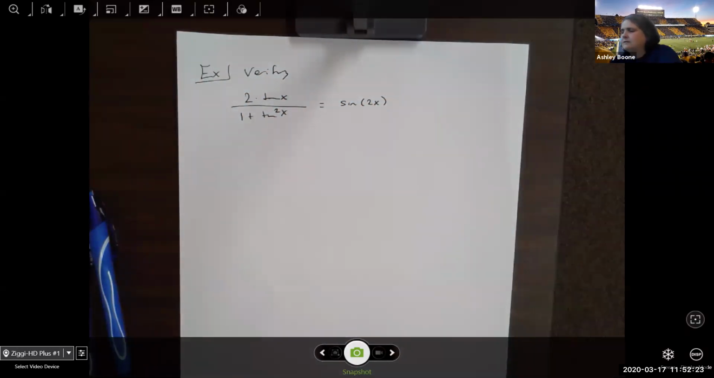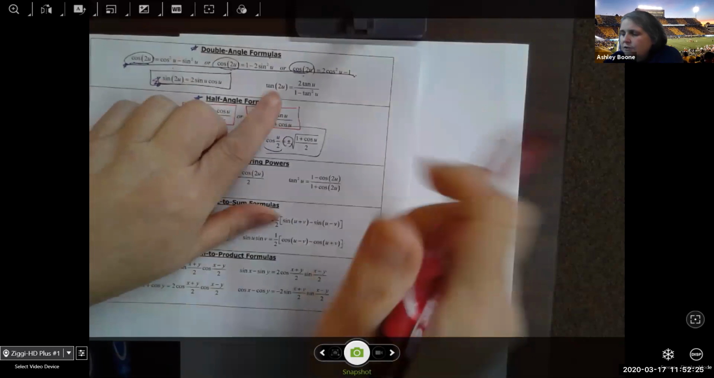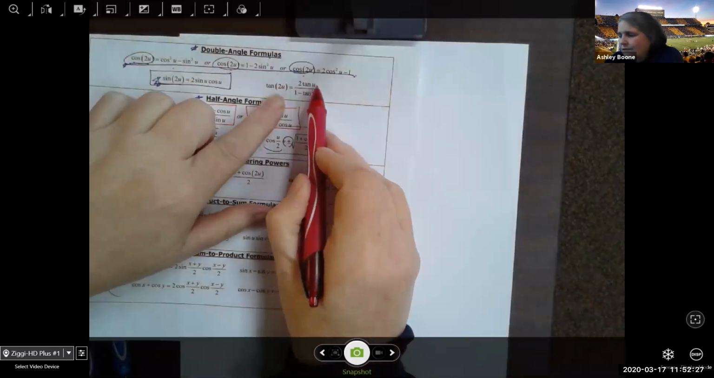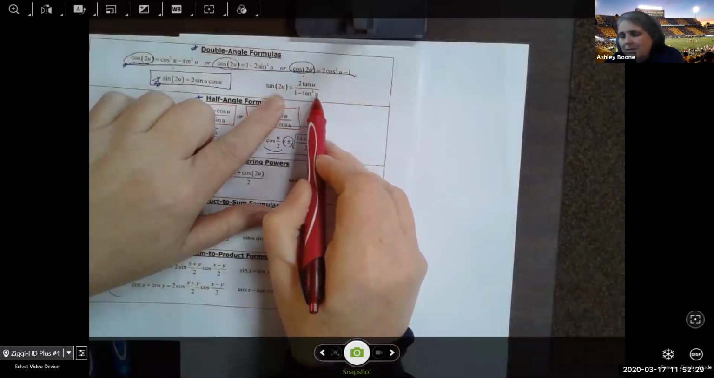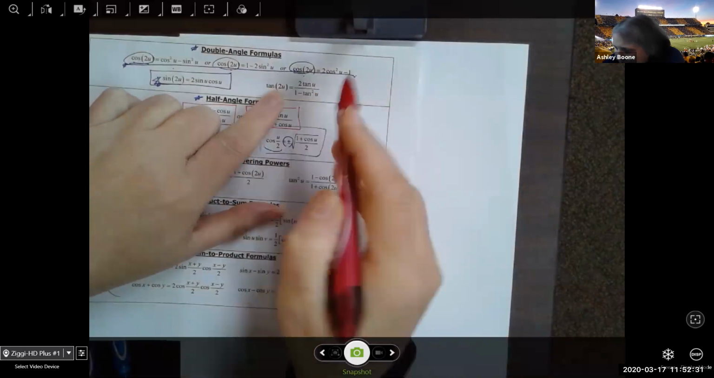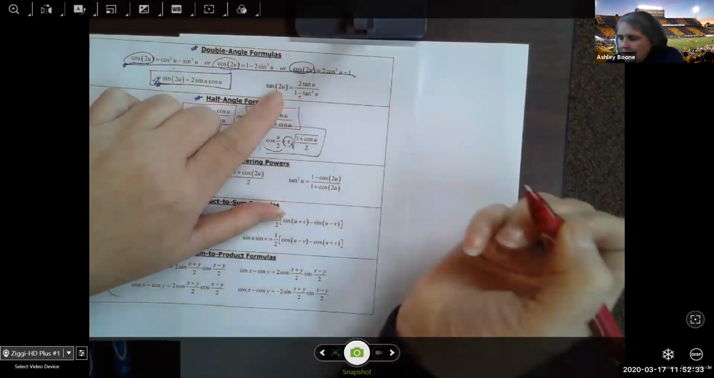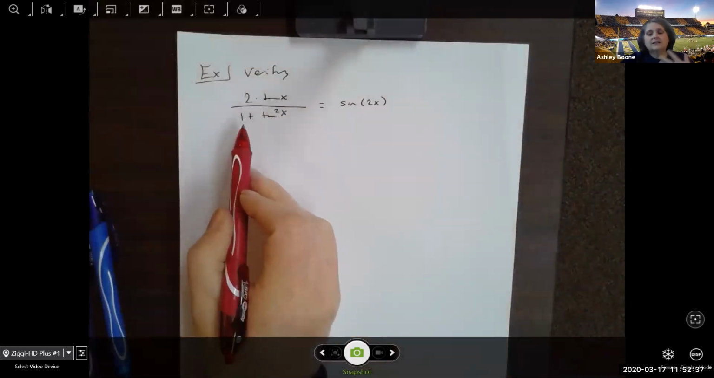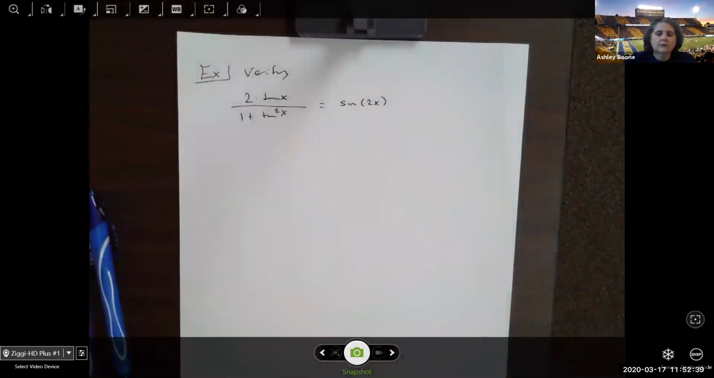Notice on your formulas, 2 tangent of x over 1 minus tangent squared of x would be tangent of 2x, but there's a minus there. In the problem we have here, there's a plus. So it's not quite one of the formulas from our sheet there. Remember, you can start with either side and work your way there, okay?